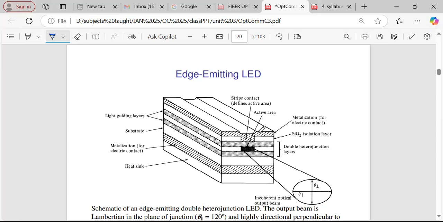But here the plane of the optical fiber is different as compared to the surface LED, and the dimensions are different here. The diameter of the fiber is 50 to 100 micrometer for the edge emitter. Here the plane is parallel. So this is the edge emitting LED, and this is highly directional.